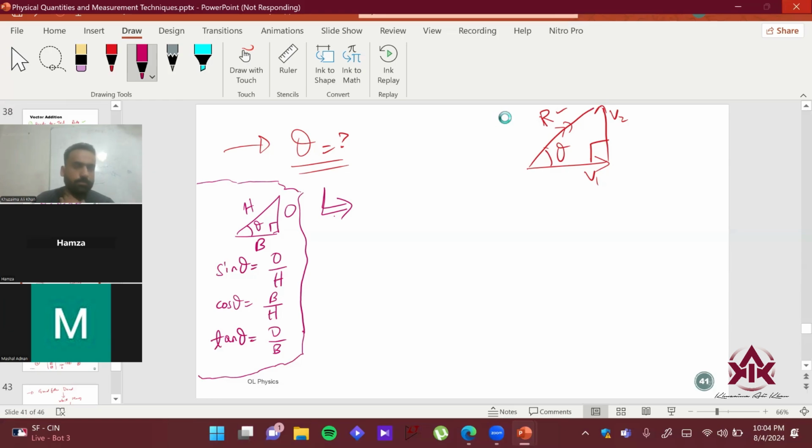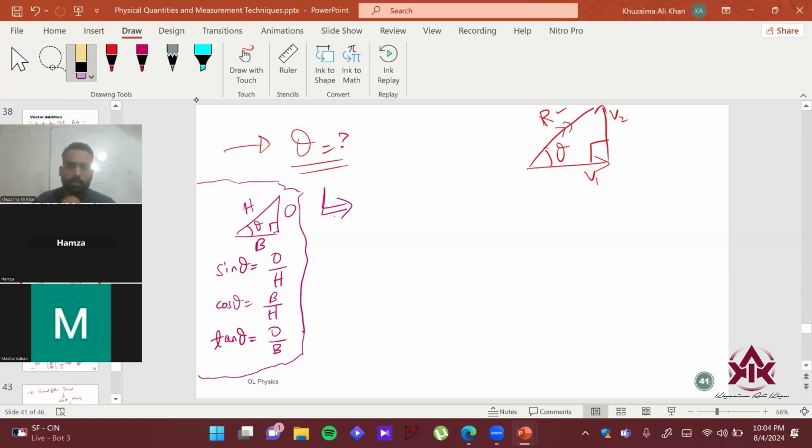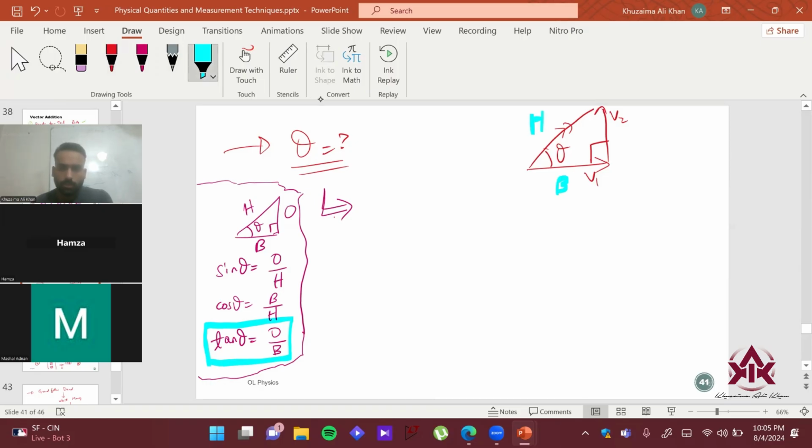ठीक है, so let me just rub this R. Okay, you know how to find this R. I'm just saying that let's imagine if you have only V1 and V2, how would you find theta? Okay, with these two vectors. So कौन सा formula के हिसाब से you can find theta. You can use this formula because यहाँ पे अगर मैं लेबल करूँ, this is your hypotenuse, this is your base, and this is your opposite, right?